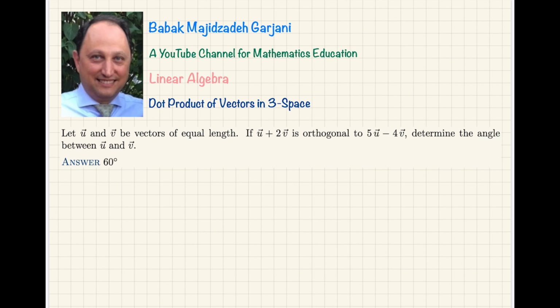This problem is a problem in linear algebra on the topic of dot product of vectors in 3 space. Let me read the problem for you first. Let vector u and vector v be vectors of equal length. If u plus 2v is orthogonal to 5u minus 4v, determine the angle between u and v.